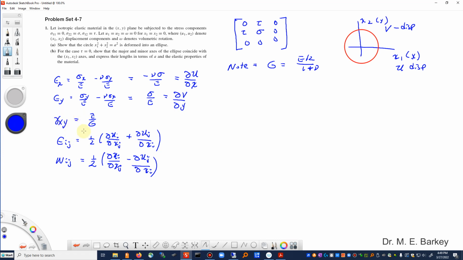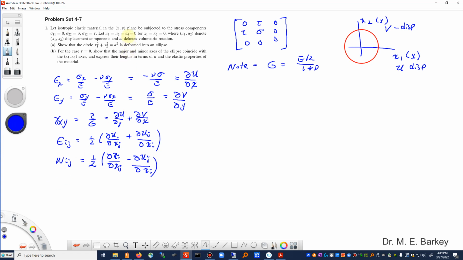And given that this is an engineering shearing strain and these are tensor shearing strains, if we double the tensor shearing strain for 1 and 2, we will end up with the partial derivative of u with respect to y plus the partial derivative of v with respect to x is equal to gamma xy. And just to have it handy, omega 1,2 is something that we need.